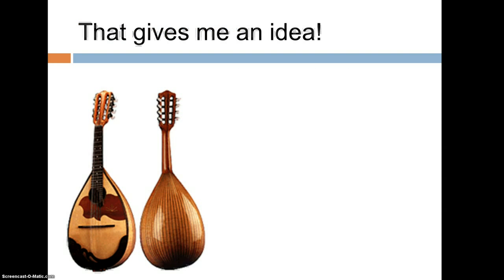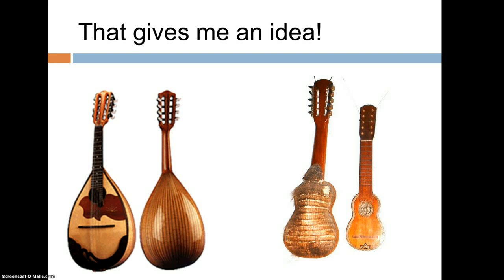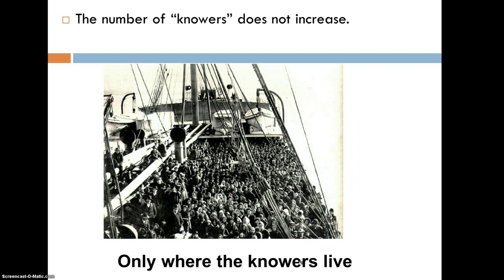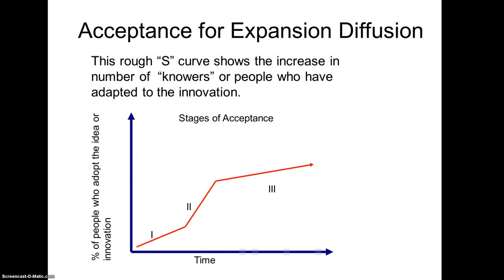Stimulus diffusion is a little bit different in that the idea is copied, but the exact innovation is not replicated. So here is a mandolin, and the stimulus idea of this was an armadillo. And so in stimulus diffusion, things are somewhat adapted. And then relocation diffusion, again, the number of knowers is not increased. It's just the behavior gets moved from one place to the other.